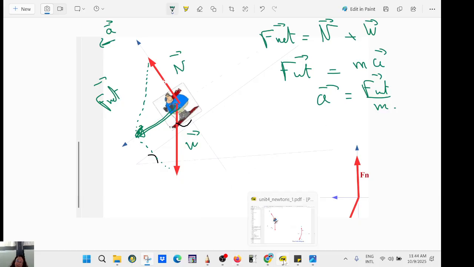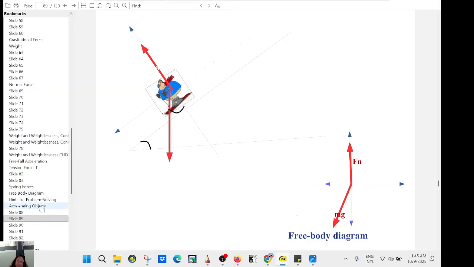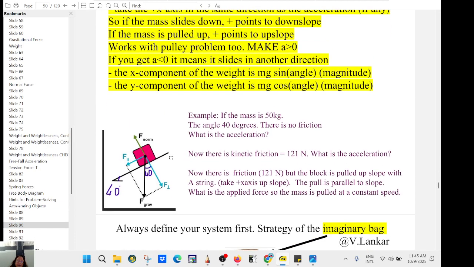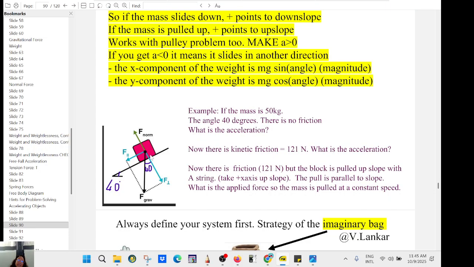Okay, so here the weight has two components. Sometimes it's called the parallel component. This one is the perpendicular component. This is mg sine, and that will be mg cosine. Agree?